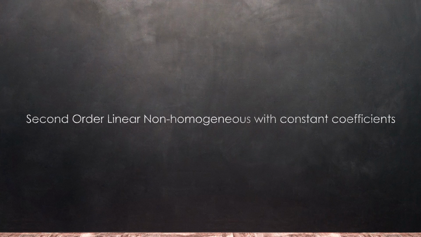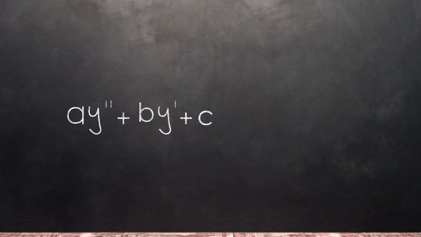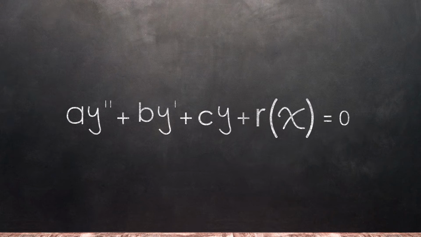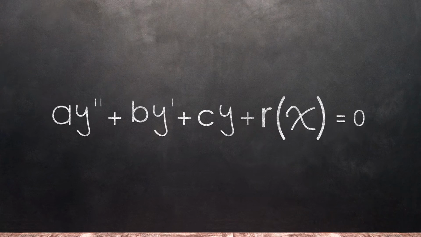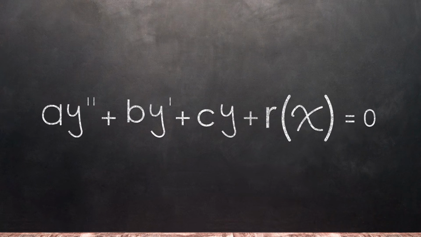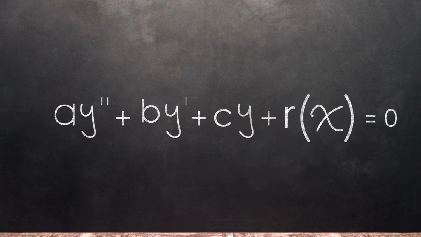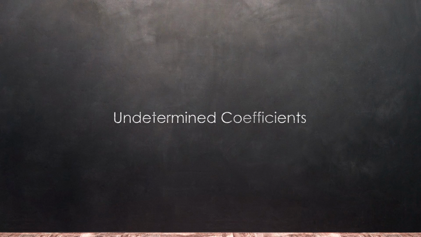Now let's look at non-homogeneous with constant coefficients. A second-order linear differential equation with constant coefficients has the following general form. Since this is non-homogeneous, r of x is not 0. There are two methods that can be used to solve a differential equation of this type. Determining which method is best suited depends on the coefficients. The first method is called Undetermined Coefficients.